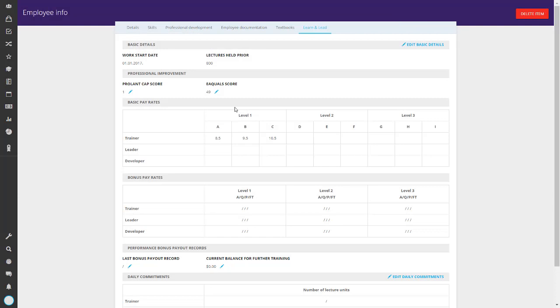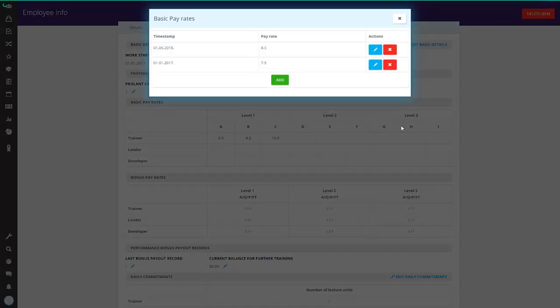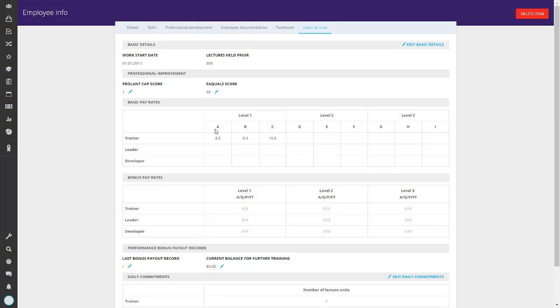So these are now current rates that Eamon will be paid for teaching or delivering level 1 courses designated as A, B, or C based on their complexity. In addition to the current pay rates, we can always track their progress over time since they arrived at our school. At the same time, Eamon works as the leader for other trainers delivering level 1 courses.